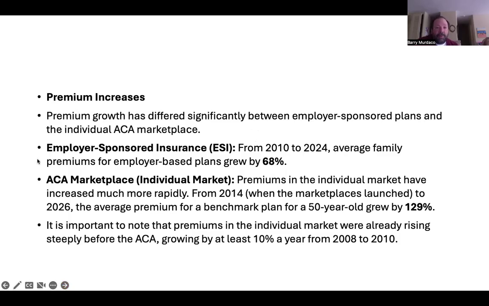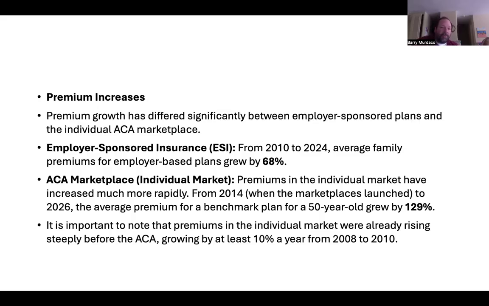Premium increases. Premium growth has differed significantly between employer-sponsored plans and the individual ACA marketplace. Employer-sponsored insurance from 2010 to 2024, average family premiums for employer-based plans grew by 68%. Pretty massive. Through the ACA marketplace, premiums grew by 129%. So again, the idea of making healthcare affordable, keeping these premium costs from ballooning massively, it's just been a complete failure.